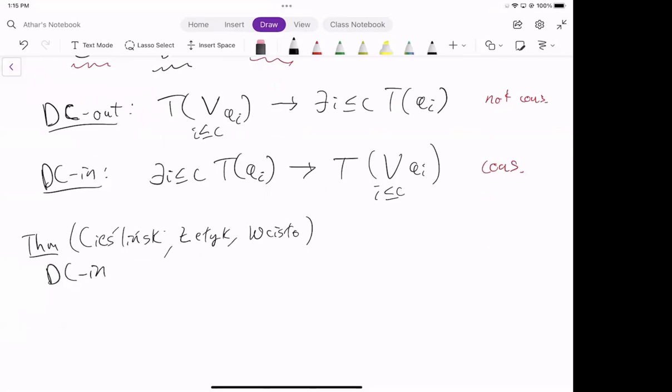And there's two parts of it. I'll just state the one that I think is most relevant for the rest of this talk, which is that DC in is conservative over PA. Sorry, let me write that properly. CT minus plus DC in is conservative over PA. Okay.